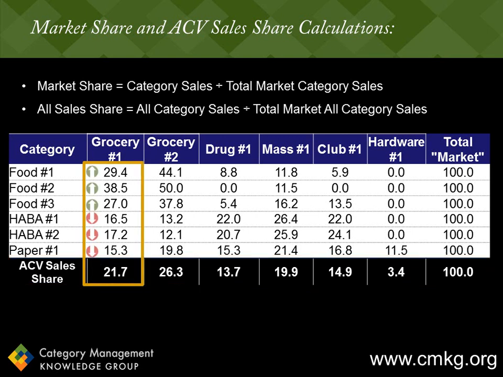If you only compared the category market shares across all the categories, you may think that HABA and paper are the biggest opportunities to build share for grocery retailer number 1, because these categories have market shares that are lower than the retailer's all sales share of 21.7, and that the food categories are highly developed because they have shares that are higher than the 21.7. But these low shares are actually driven by the fact that there are other channels that are carrying HABA and paper, but they're carrying limited food categories. So that interpretation is not correct.